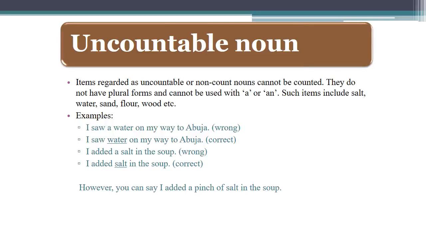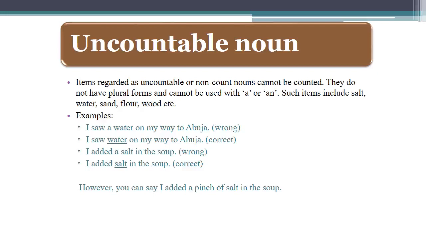I saw a water on my way to Abuja. This example is wrong, because water cannot use the indefinite article a. You cannot count water that way. You can't measure water by counting it as 1, 2, or 3. Instead, you say, I saw water on my way to Abuja.